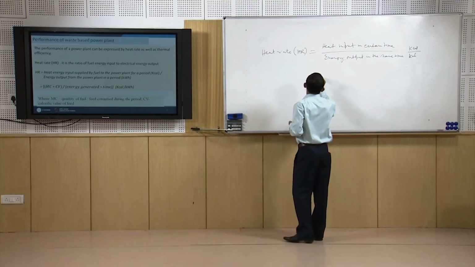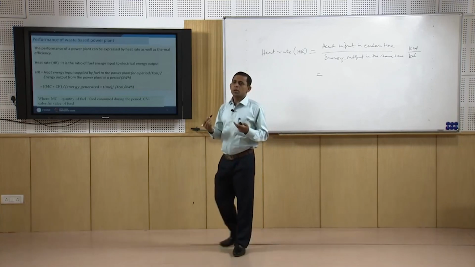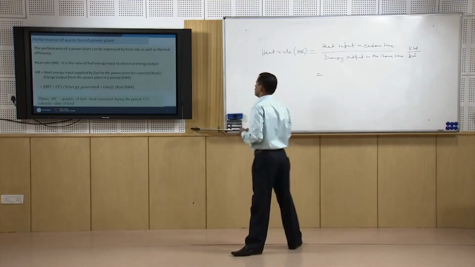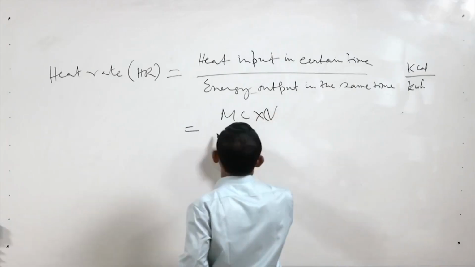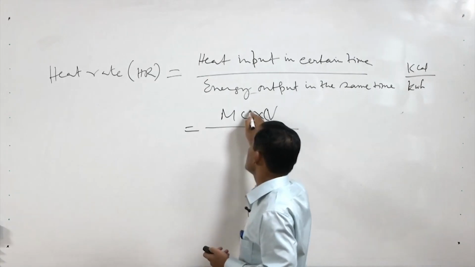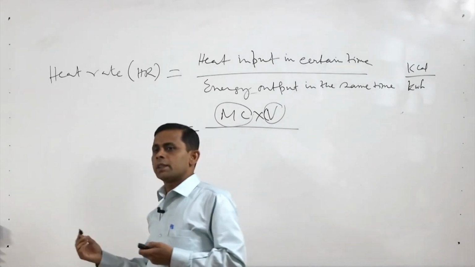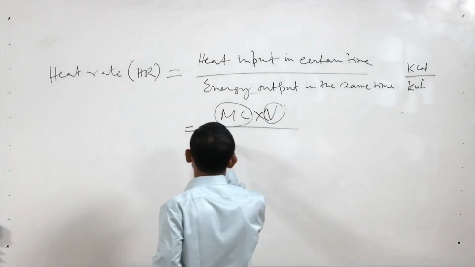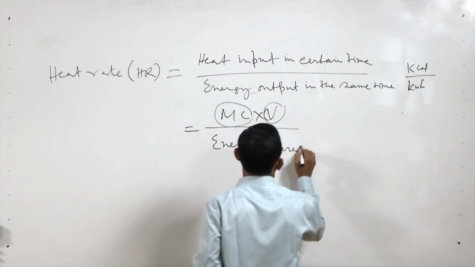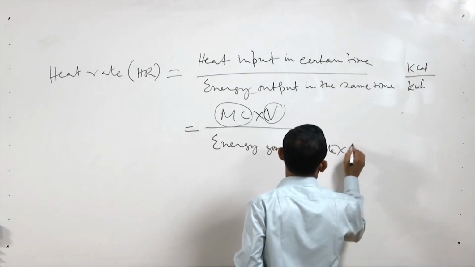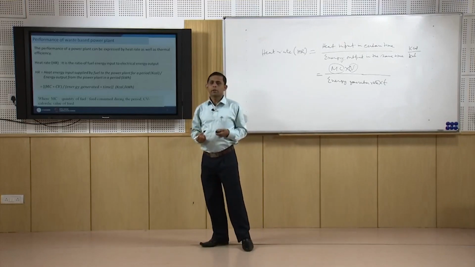So, what is this heat input? That means the amount of biomass and waste we are using, that is MC, into the calorific value CV of the material. How much material we are using and its calorific value is the total heat input. And within this time period, the energy generation rate into time. So, this is our HR, or heat rate.